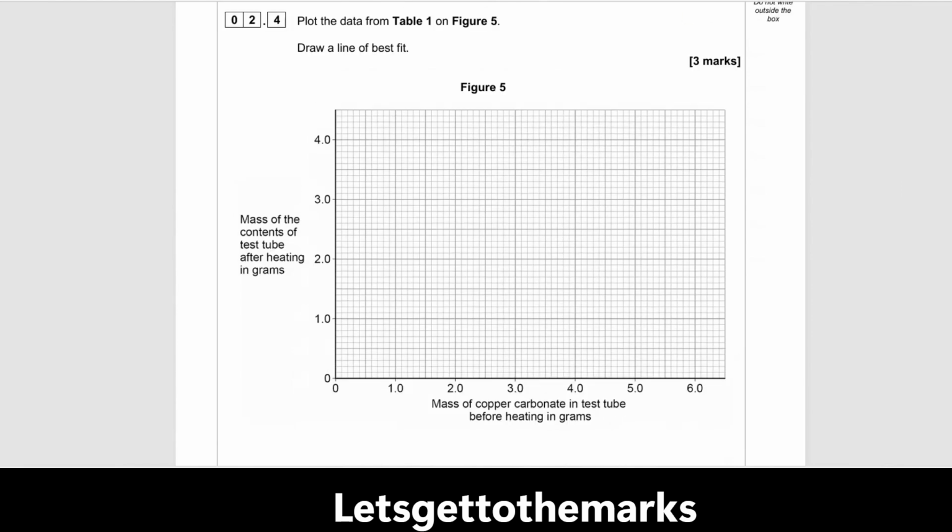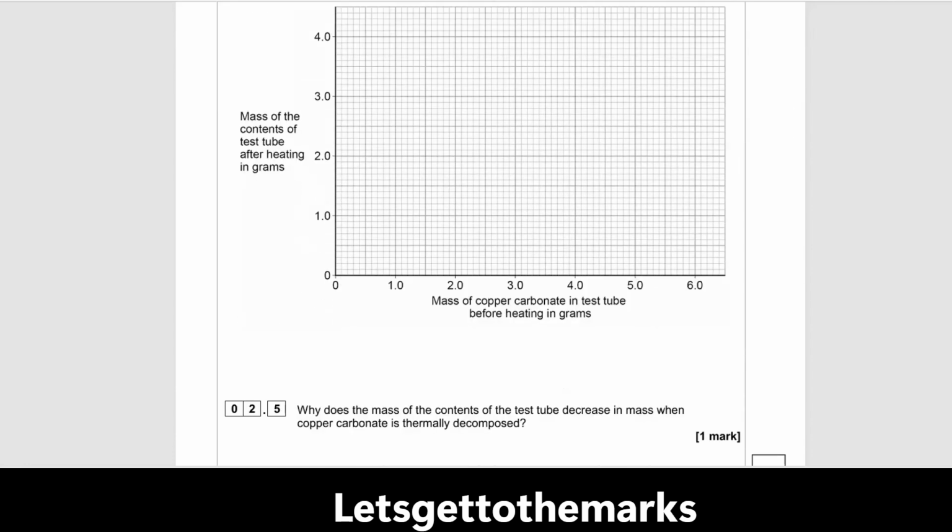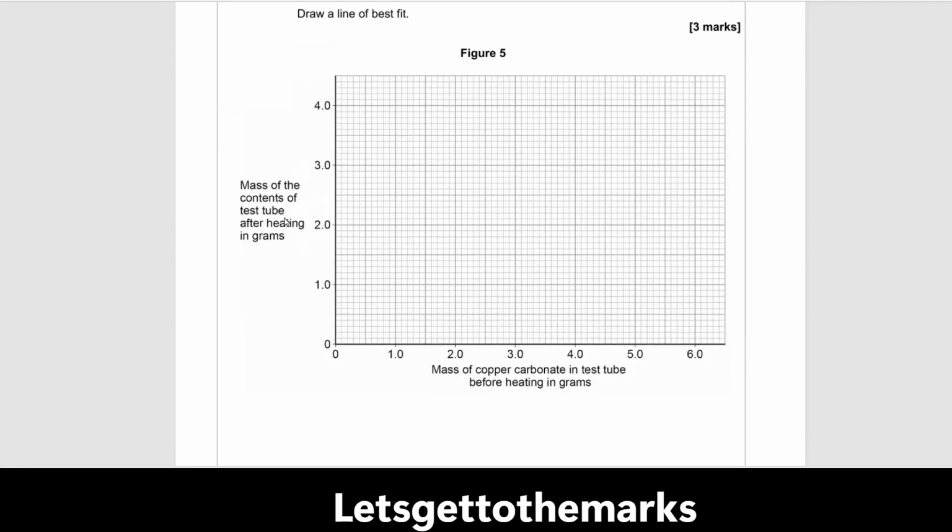So I'm going to go ahead and do that. Give me one second, peeps. I just need to get the table up at the same time. Okay, so we need to plot this data, which is the mass of copper carbonate in the test tube before heating against the mass of the contents after heating.